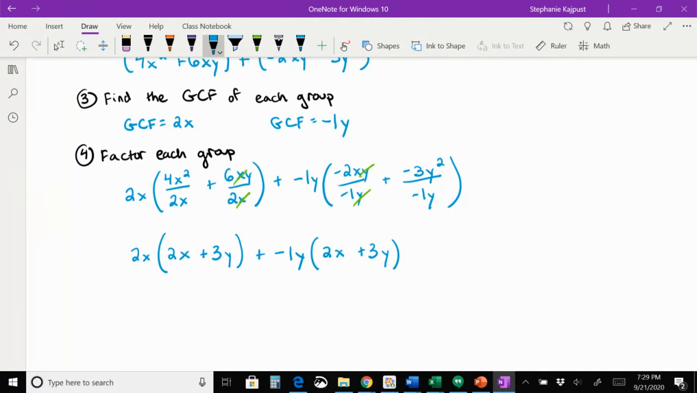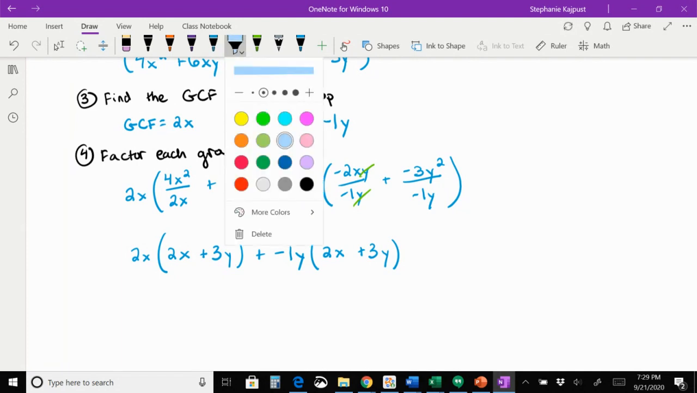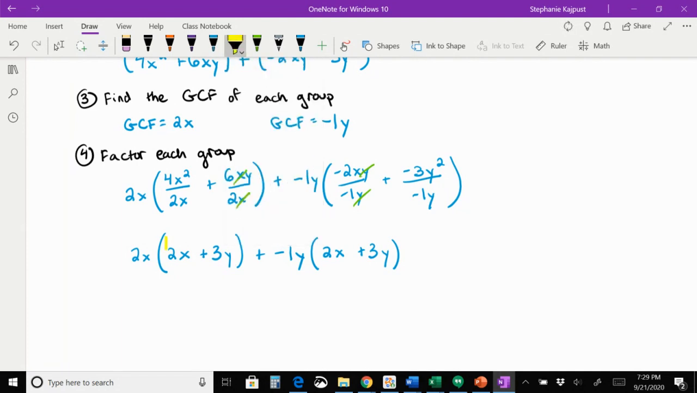So now I've factored each group, and you may notice that in parentheses, I have the same thing, 2x plus 3y. When that happens, that means you are on the right track. That means you've done everything correctly here. If it doesn't match, which usually is because maybe you made a math error or you didn't take out a negative when you needed to, that's an indication you have an error somewhere. Because these should match.